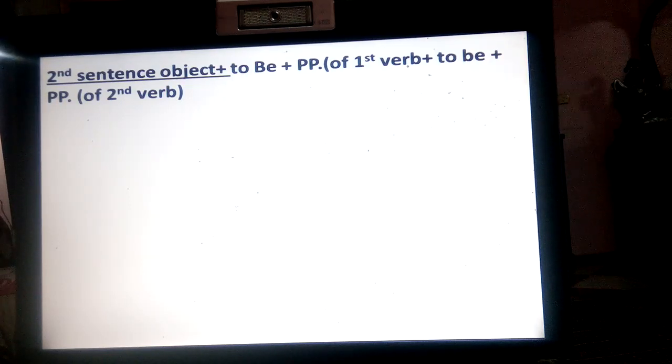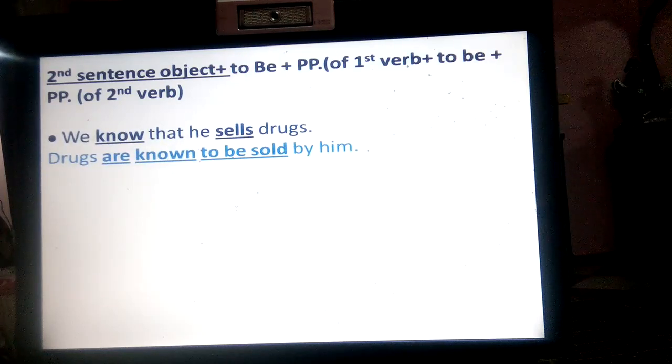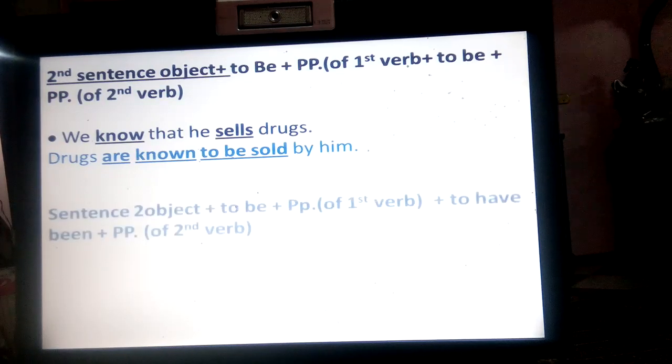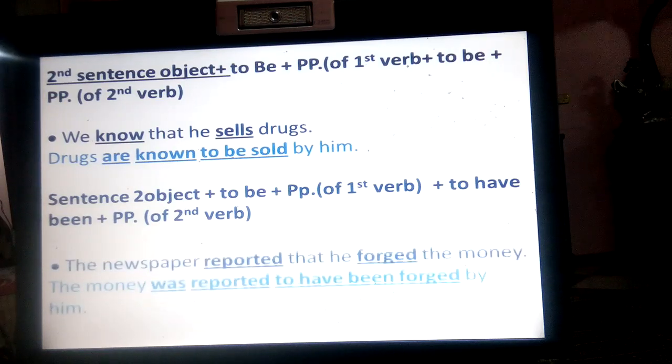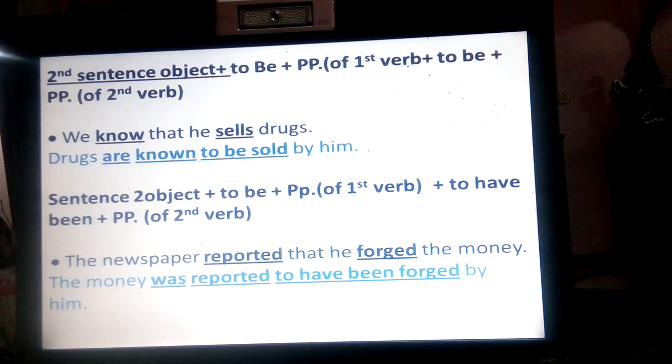Sentence number 2. Second sentence object, to be plus past participle of first verb, then to be, then past participle of second verb. Example: we know that he sells drugs. I'll begin with drugs. Drugs are known to be sold by him. Or sentence 2 object, to be plus past participle of first verb, to have, and then been plus past participle of second verb. Example: the newspaper reported that he forged the money. The money was reported to have been forged by him.